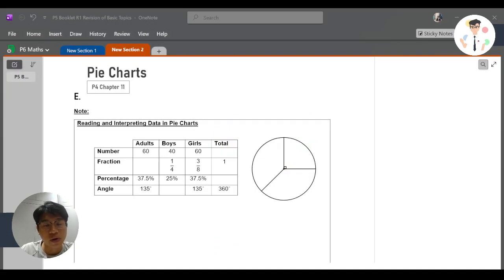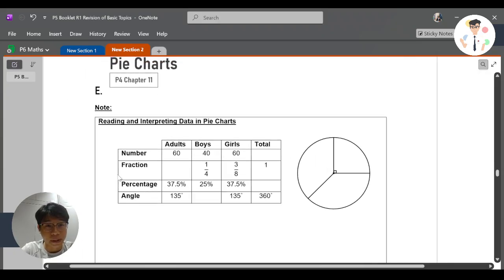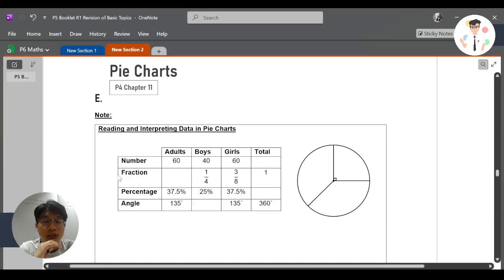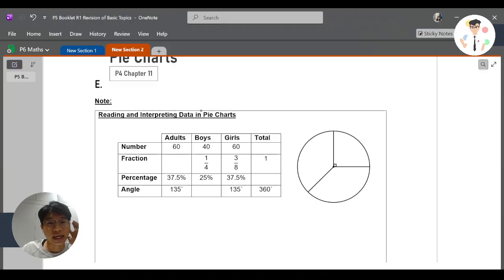Okay, my digital class, and now we're looking at the topic of pie charts. Pie chart is a topic that you have learned in primary 4, chapter 11, but it's again good to revise this topic, and let's look at this topic together. So, reading and interpreting data in pie chart.